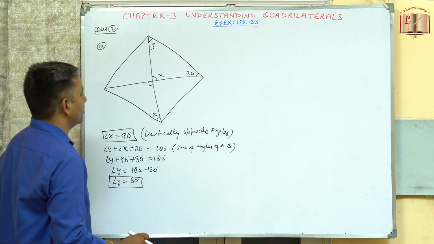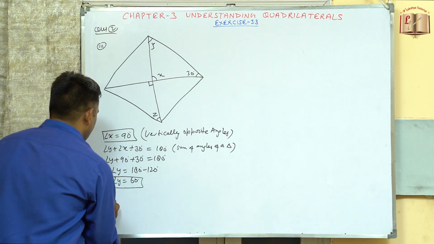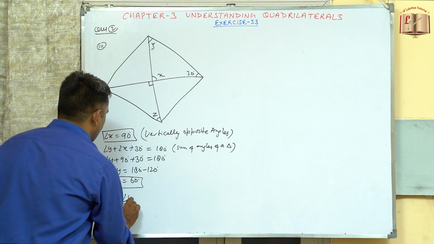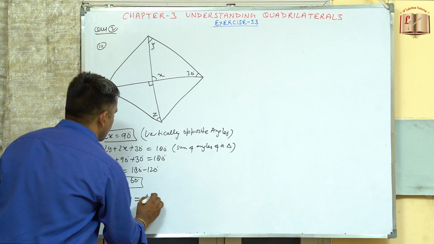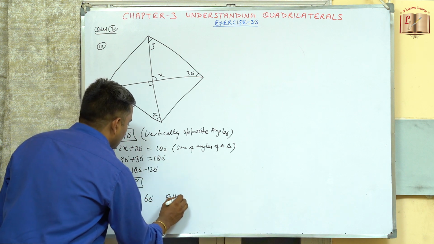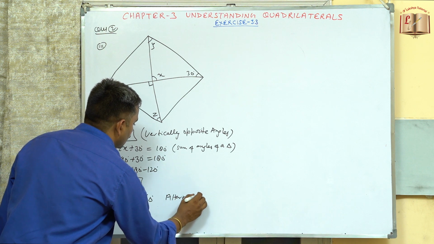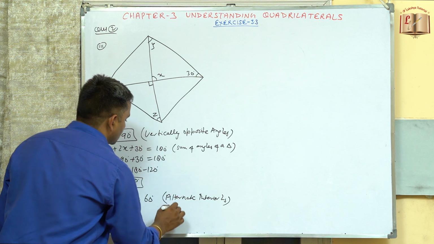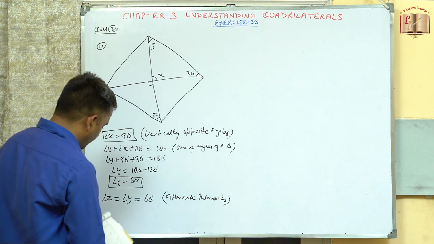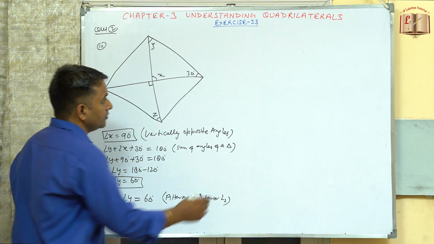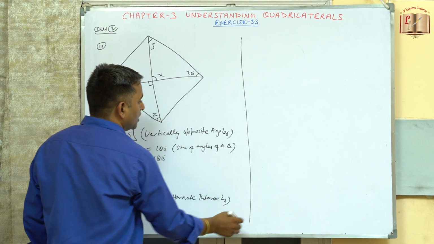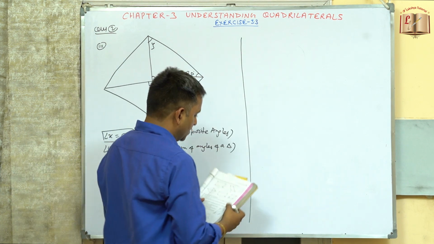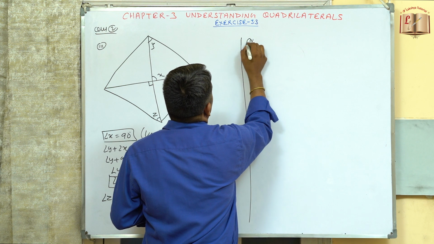Now we need to find out angle z. So angle z will be equal to angle y, equal to 60 degree, because they are alternate interior angles. So we got all the values. Now we'll see the next part of it. Now fourth part.